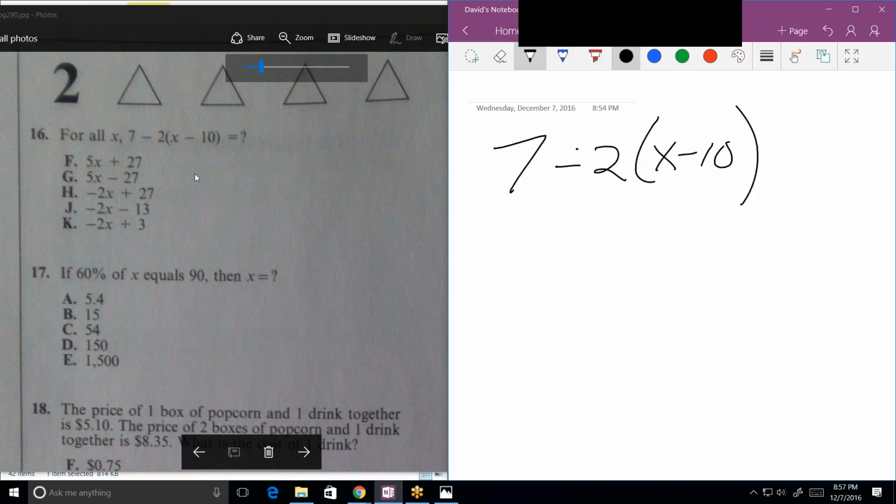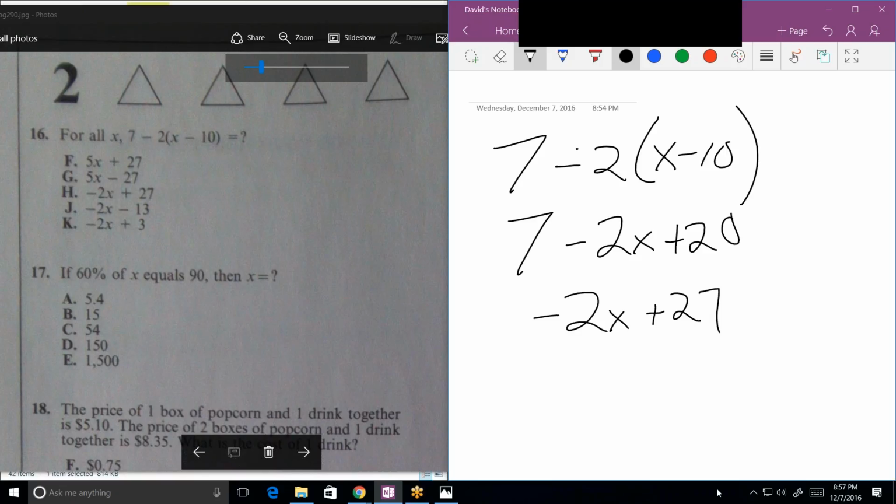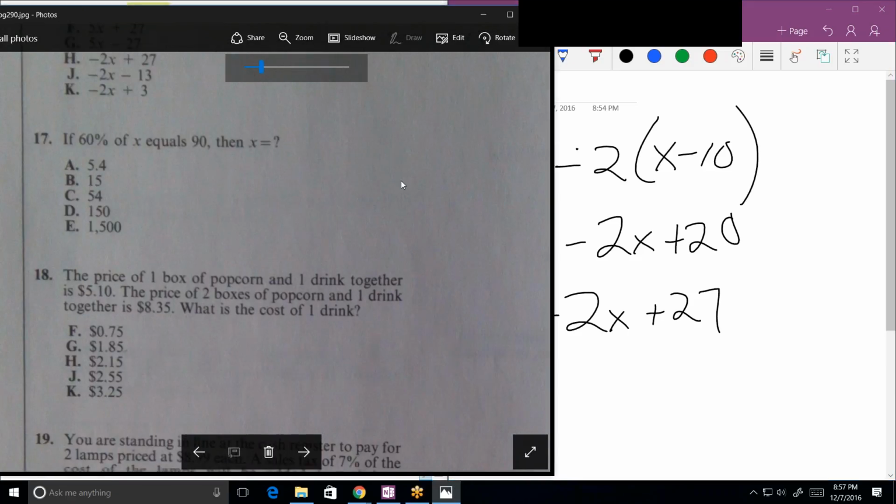First step, get rid of the parentheses. So you have 7 minus 2x plus 20, right? Now simplify by combining the numbers. You get minus 2x plus 27. See that? Okay, how about 17?